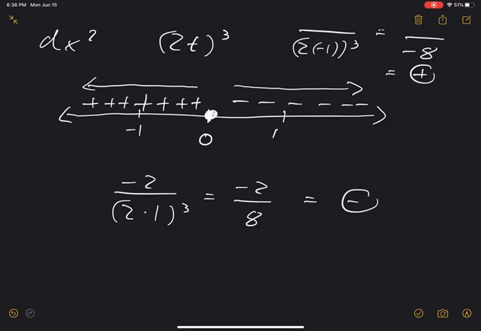Anybody else have more problems they want to go over, or more from this section? No.